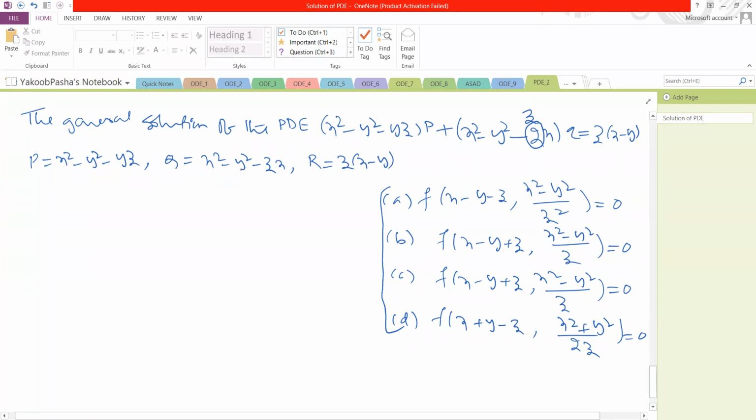First, I am writing the corresponding auxiliary equations: dx by p is equal to dy by q is equal to dz by r. Okay, I am choosing L1, M1 and N1 values.